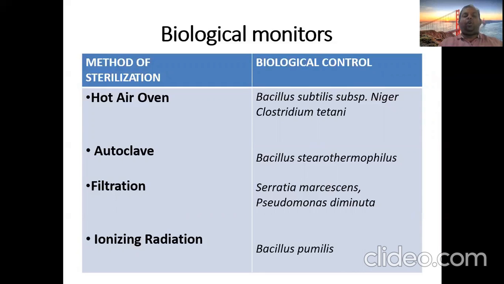If there is growth, what does it mean? It means those organisms or spores survived. So will it achieve sterilization? No. So this is a biological monitoring system. For the autoclave, at 112 temperature they can survive 12 minutes: Bacillus stearothermophilus. For filtration, Serratia marcescens and Pseudomonas diminuta. For ionizing radiation, Bacillus pumilus. Those are the biological indicators.